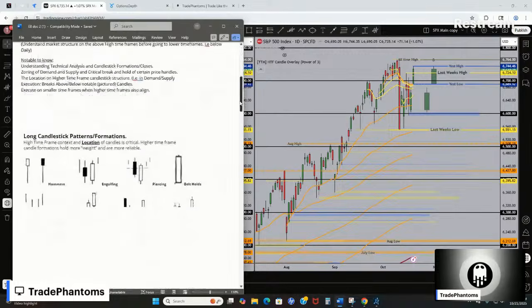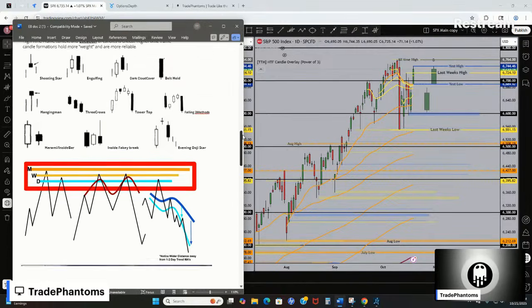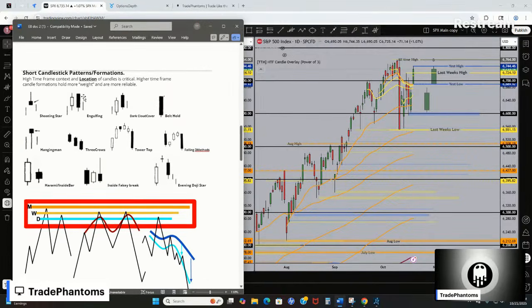Quick checklist for the team, monthly, weekly, daily wise. We got candlesticks, a bunch of fancy names here. Location and context are most important. You want to be looking for these bullish formations in the context of an uptrend at demand levels. Bearish candlesticks, again, a bunch of fancy names, location and context more important. Typically, we're looking for these as they close in the context of downtrends at supply levels.